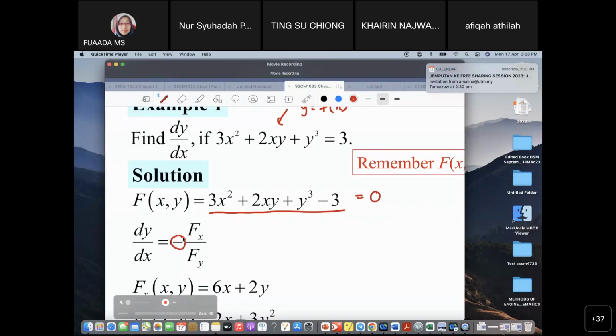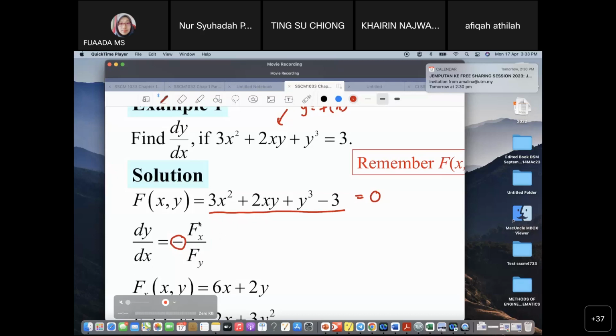Yang lain semua dah okey dah. Tapi dia terlupa nak letak negatif, so jawapan salah lah. Okay. So, apa yang you kena masukkan? What is the partial derivative that you have to obtain? So, for y, you must have the fy to be the denominator. For the x part, you must have the f respect to x as a numerator.